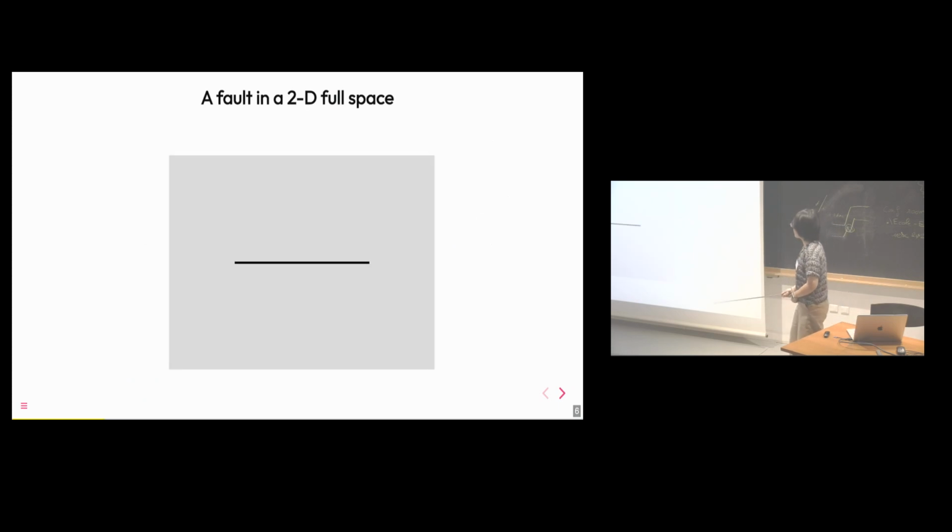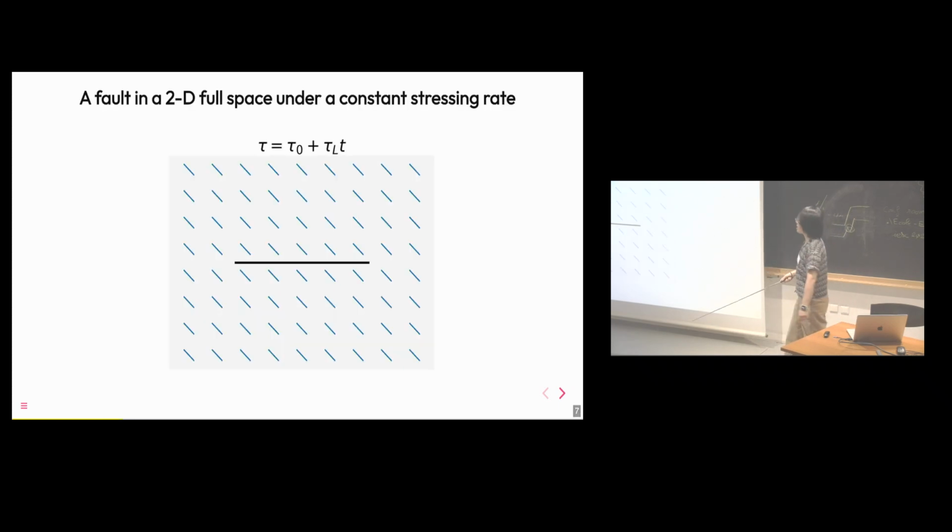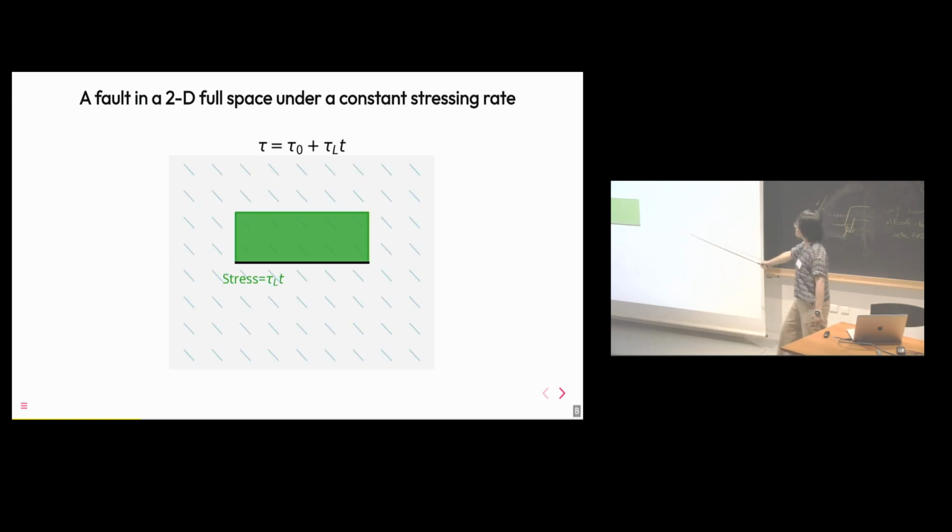Okay, so this is my favorite, second favorite geometry. We have a fault in a 2D full space. Now, because in boundary element models, we don't have an actual box. So instead, when we want to shear this fault, we just say, okay, the shear stress on this fault is some initial value plus a fixed value that continues increasing over time. So over time, you'll have a stress that's this big. It's flat across the fault.